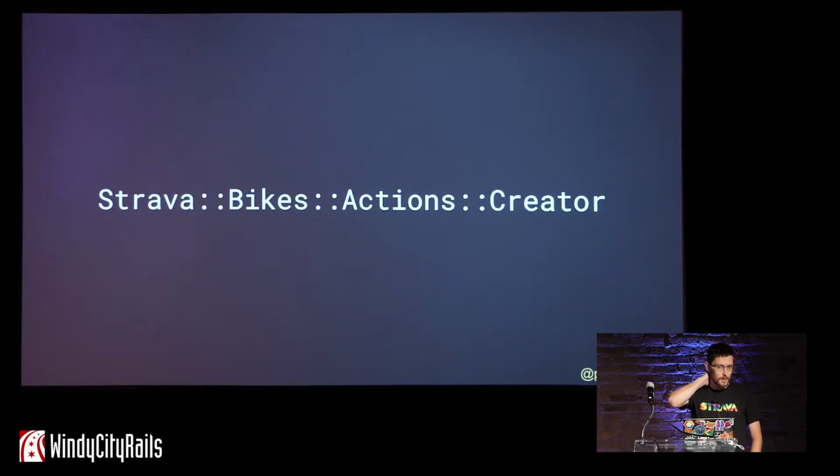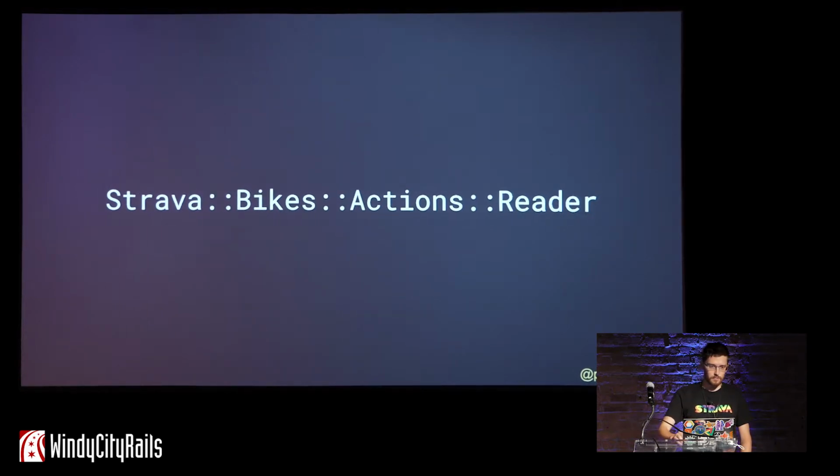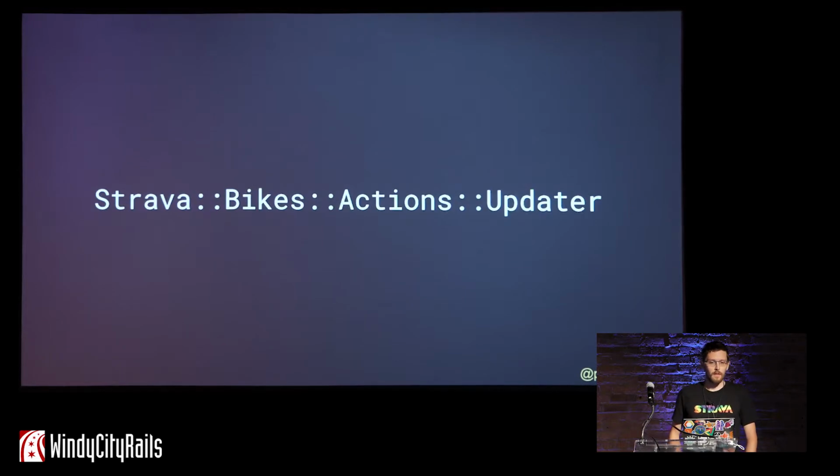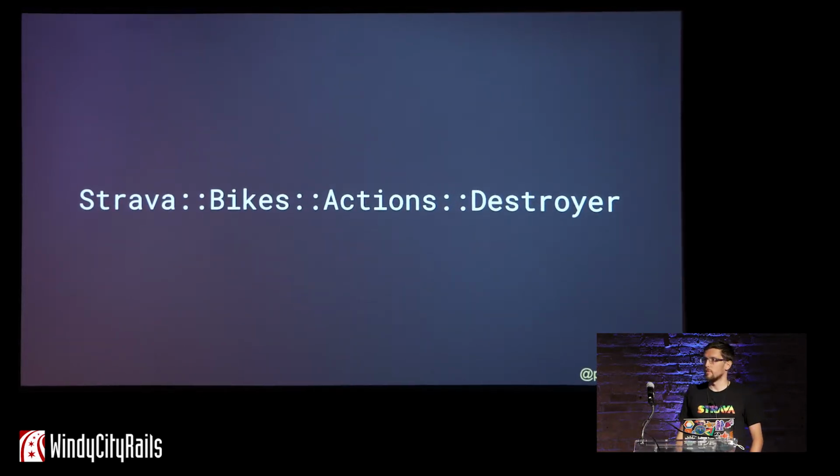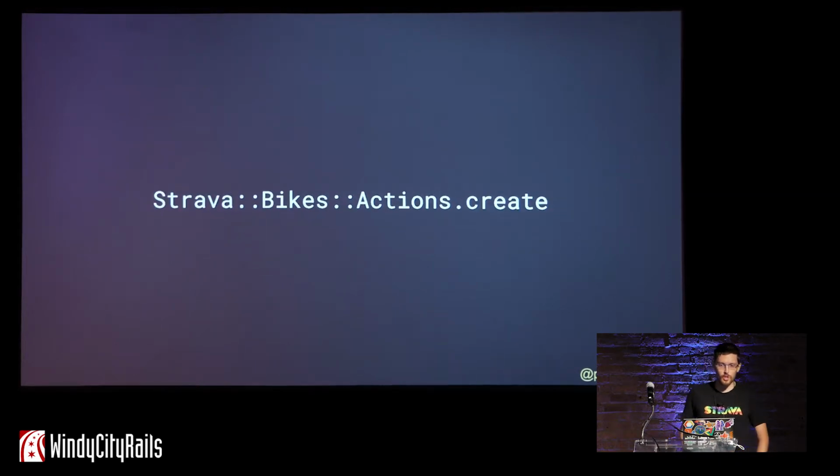So the Creator is responsible for creating data. The Reader is responsible for querying the service and retrieving data. The Updater for modifying existing data. And obviously the Destroyer for removing data. So you might be asking yourself, why don't we just have a set of top-level methods like create, update, and destroy? That's certainly a matter of preference, but we've found it easier to work with these methods when they're isolated in their own namespaces.